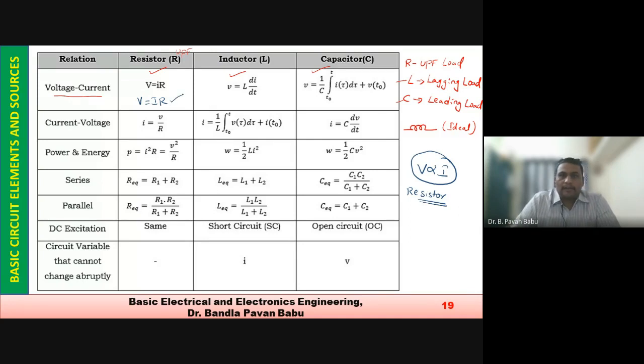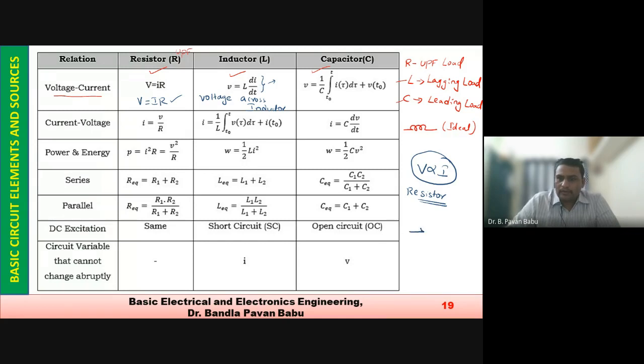Coming to the voltage across an inductor, V equal to L into di by dt. With this equation, what we can define is the rate of change of current with respect to time. Why is it happening here? Let us see.